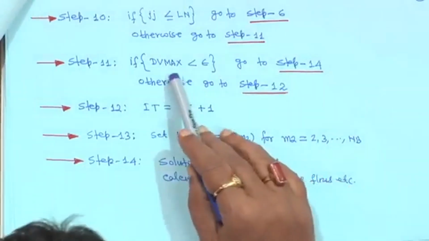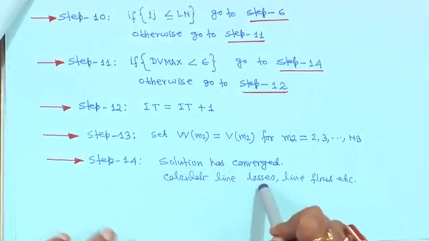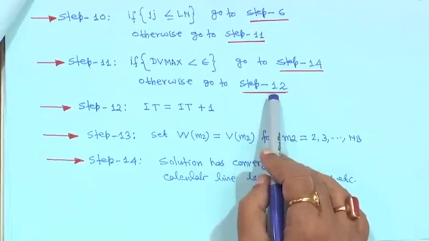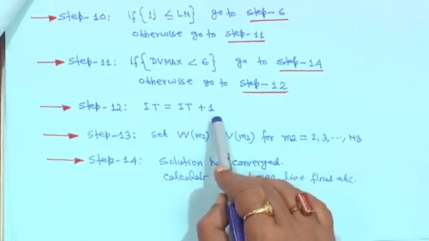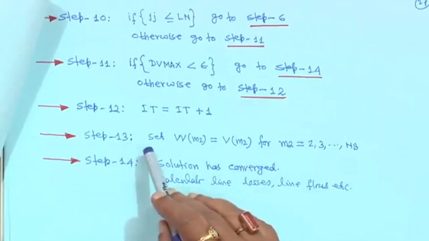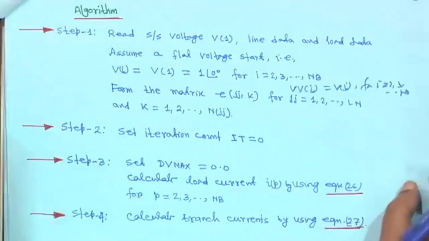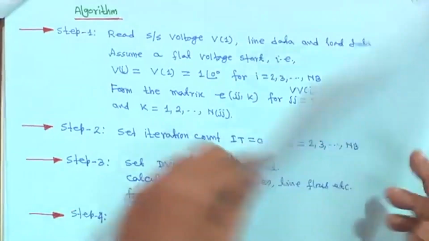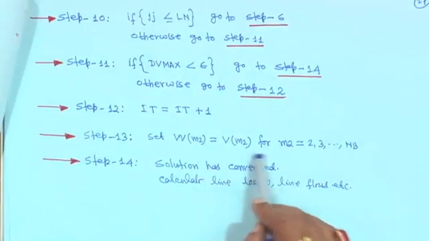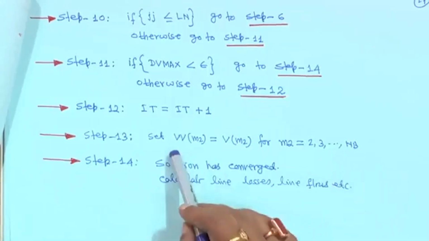So here also we are doing the same thing. If dVmax is less than epsilon, go to step 14, where the solution has converged. Otherwise you go to step 12, where the iteration count IT is equal to IT plus 1, and then in step 13 you set VBM2 equal to VM2. Initially we assumed this, but now you have to set VBM2 equal to VM2 for M2 equal to 2, 3 up to NB, the number of nodes.